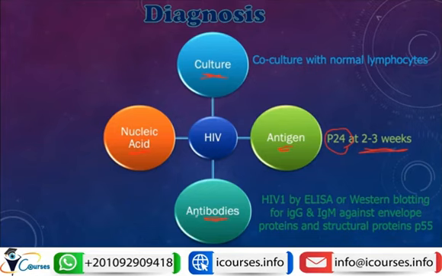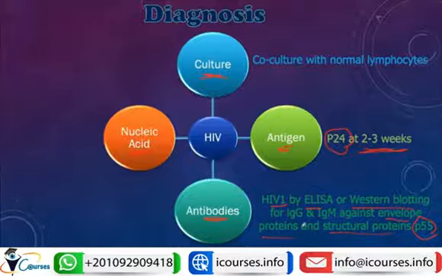So how can we detect these antibodies? This can be done by the ELISA or the Western blot technique, which can detect the IgG or IgM against the envelope protein and the structural proteins formed by protein 55. So protein 55 and the envelope protein will produce immunoglobulins against them, like IgG and IgM, and these are the measured antibodies after the period of 3 months and can be diagnosed by the ELISA and Western blotting technique.